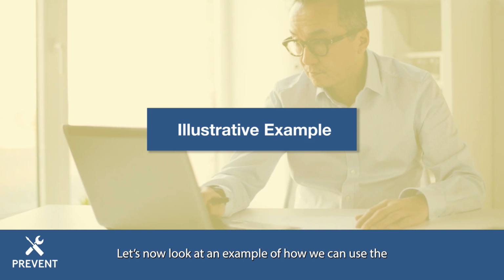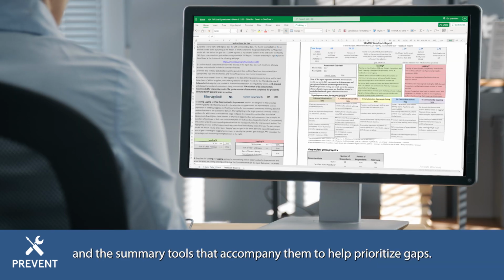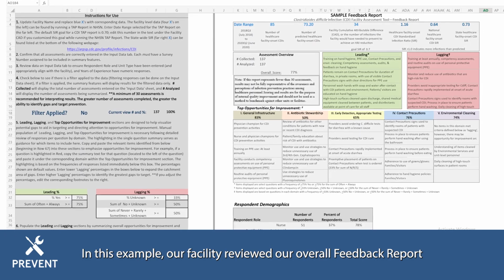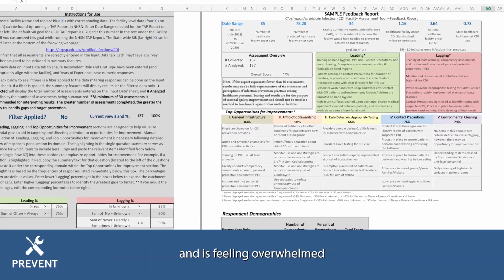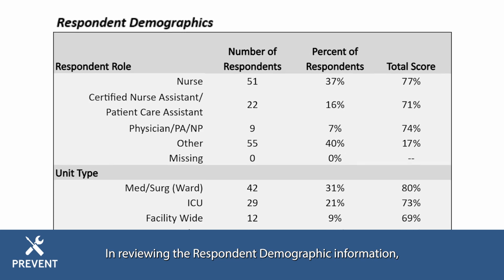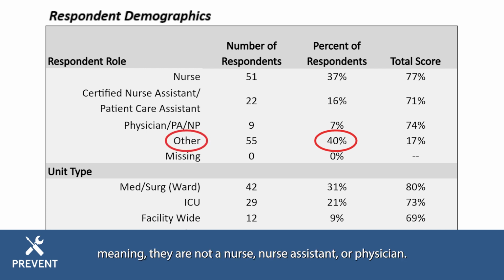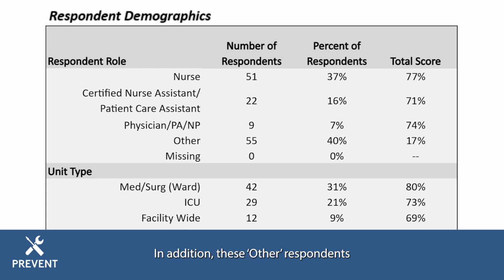Let's now look at an example of how we can use the TAP facility assessment results and the summary tools that accompany them to prioritize gaps. In this example, our facility reviewed our overall feedback report and is feeling overwhelmed because there were a lot of gaps highlighted. In reviewing the respondent demographic information, we noticed that 40% of our respondents are classified as an other role, meaning they are not a nurse, nurse assistant, or physician. In addition, these other respondents have an overall score of 17%, which is much lower than the other groups.